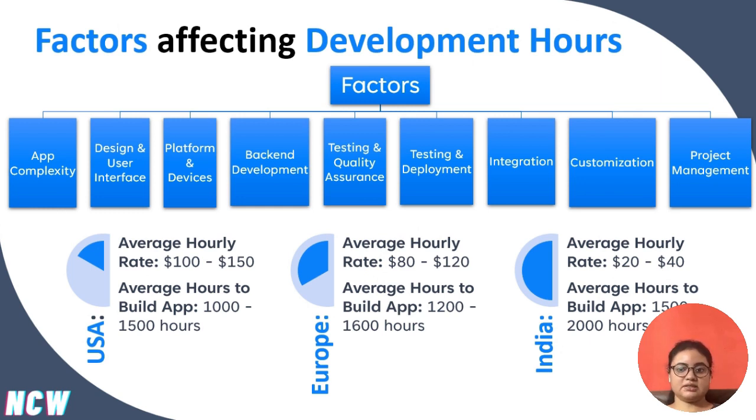Time for creating a basic app in the USA is 1,000 to 1,500 hours. For Europe, the average hourly rate is $80 to $120, and the average hours to build are 1,200 to 1,600 hours. For India, the average hourly rate is $20 to $40, and the average hours will be 1,500 to 2,000 hours.